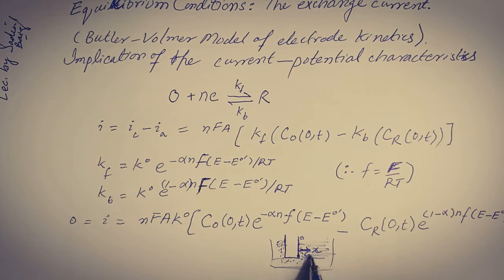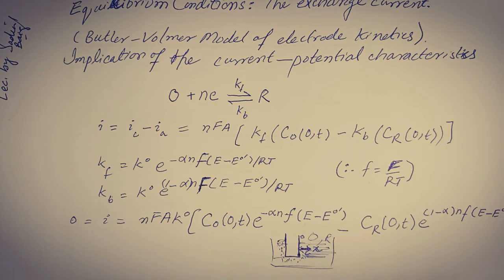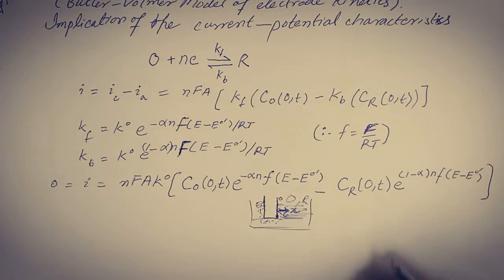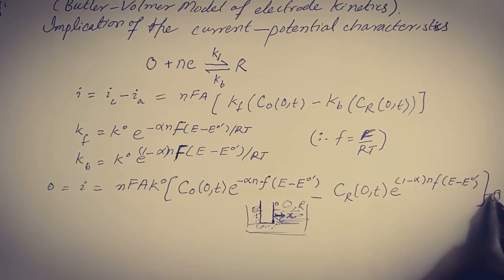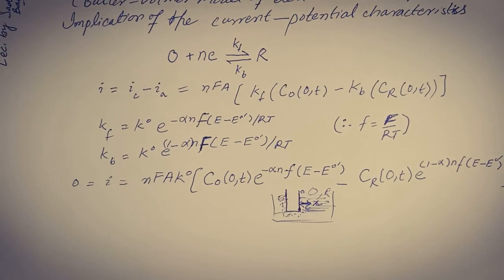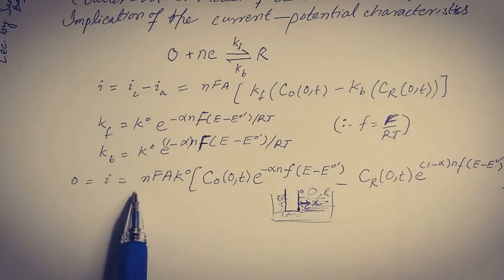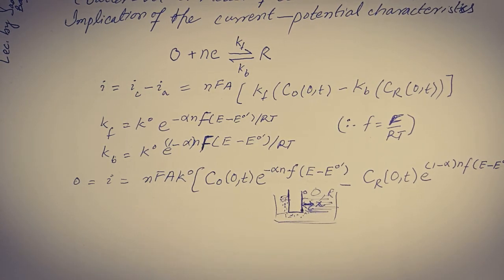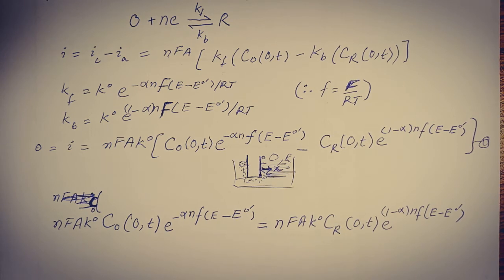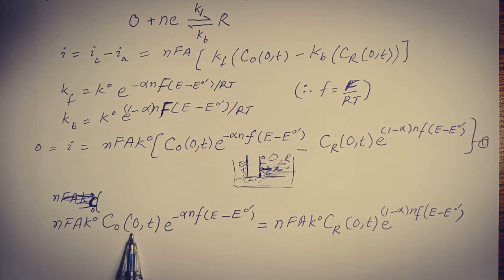That is the bulk concentration of the oxidized or reduced species. So the first equation, equation number 1, we can rewrite this equation, this whole term is equal to 0. Then we can rewrite this equation as written here. So here C naught at 0, t is the concentration at the surface of the electrode for the oxidized species, and the concentration of the reduced species at the surface of the electrode.